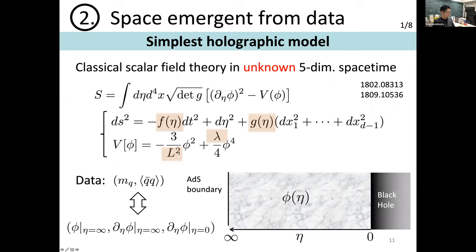What we know is the QCD data. So this phi is supposed to correspond to the operator of the chiral condensate, which is spin zero, parity even. And this is the dictionary, okay? And then let me prepare the data. The data is a pair of quark mass and quark condensate. You run your lattice, and then depending on your quark mass, you get the quark condensate. So this is the data. And I want to find F, G, L, and lambda, which are suitable to reproduce this QCD data.